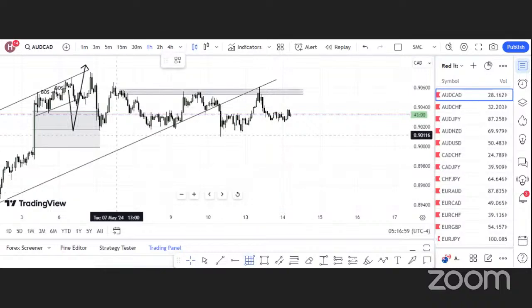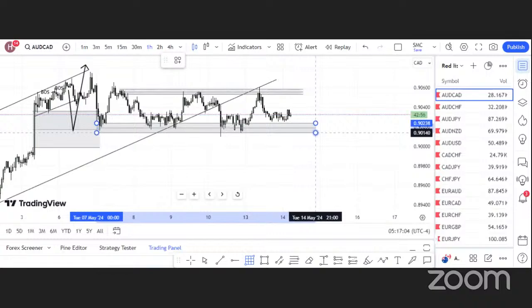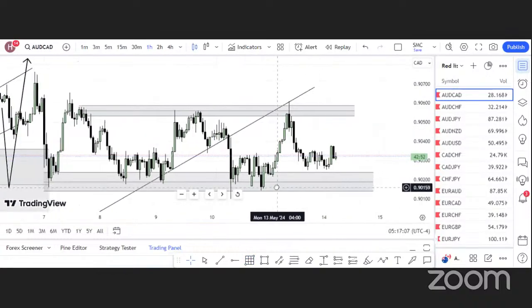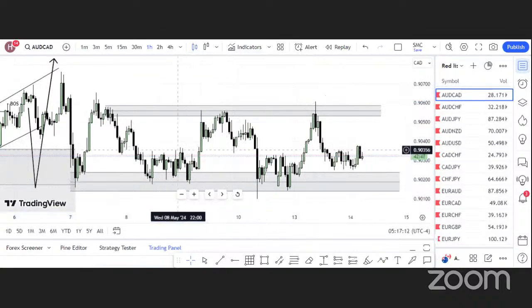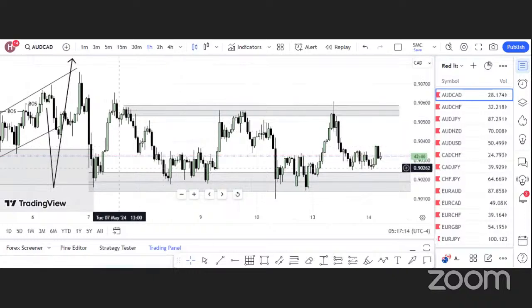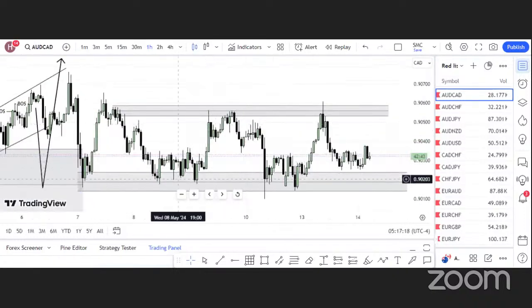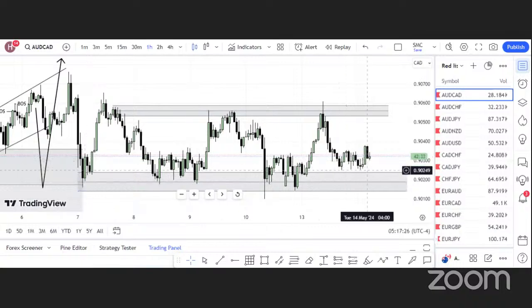Now let me draw out a zone here, and let me zoom this out. So the market had previously moved from these areas. Now we have this first level. This is a previous market movement, and this is the current market movement.